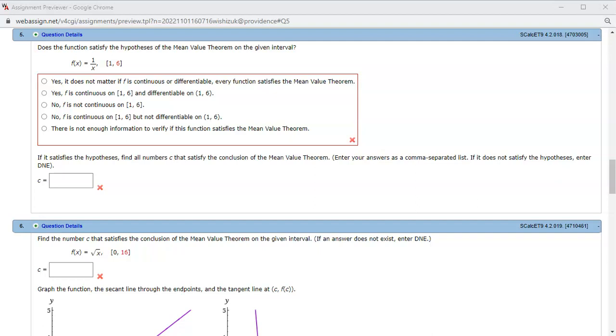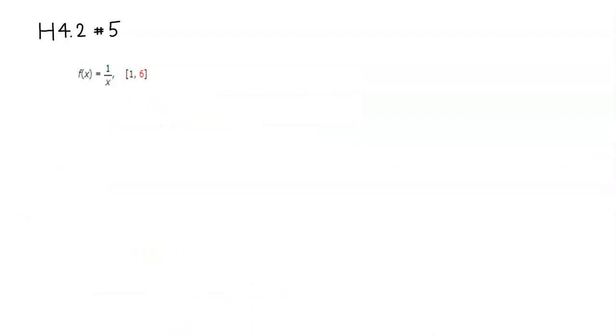All right, let's look at homework 4.2, problem number 5. We have f of x equals 1 over x from 1 to 6, right? In this case, f is continuous and differentiable, so it satisfies the hypotheses of the mean value theorem. So we want to find the c value guaranteed by the mean value theorem. Let's do that.